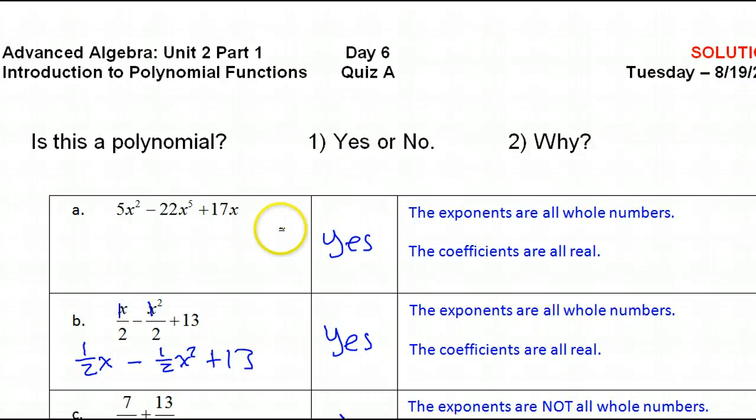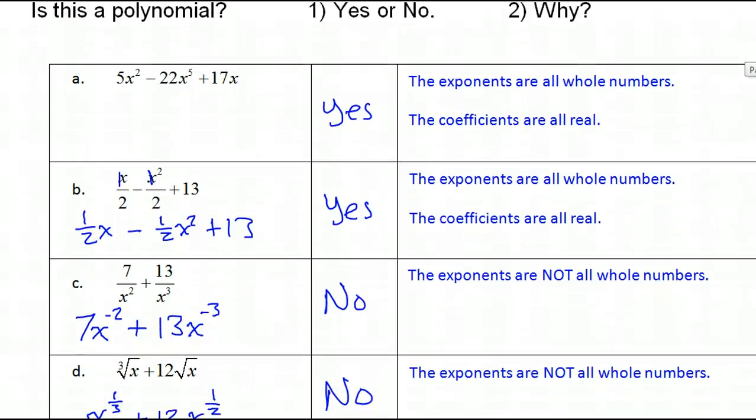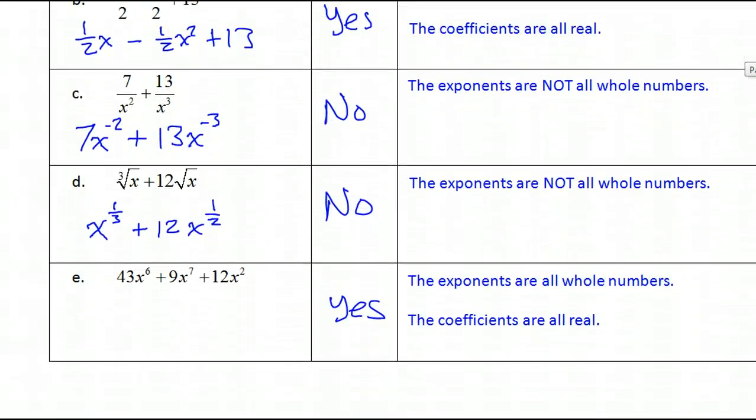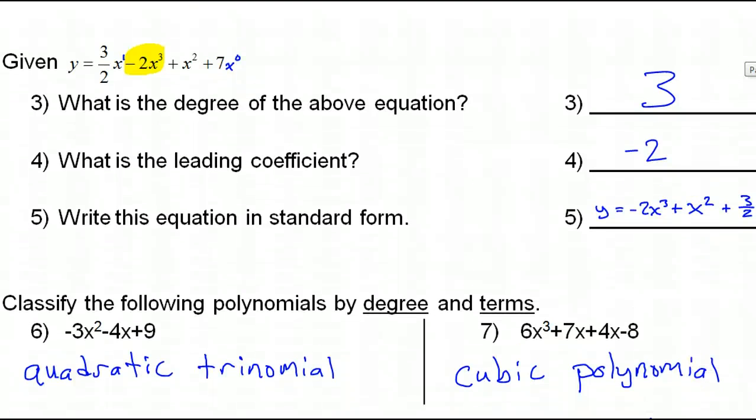Hey guys, welcome back. This is part 2 of the lesson on Introduction to Polynomials. We're going over this quiz that we had. So far we've already talked about how to know whether or not something is a polynomial. That was in part 1. And we talked about some basic polynomial terminology: degree, leading coefficient, standard form, and naming a polynomial like so.